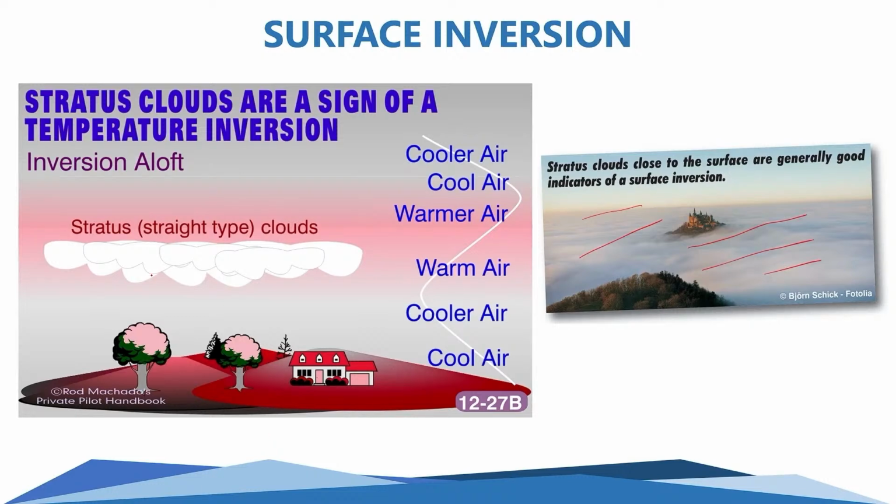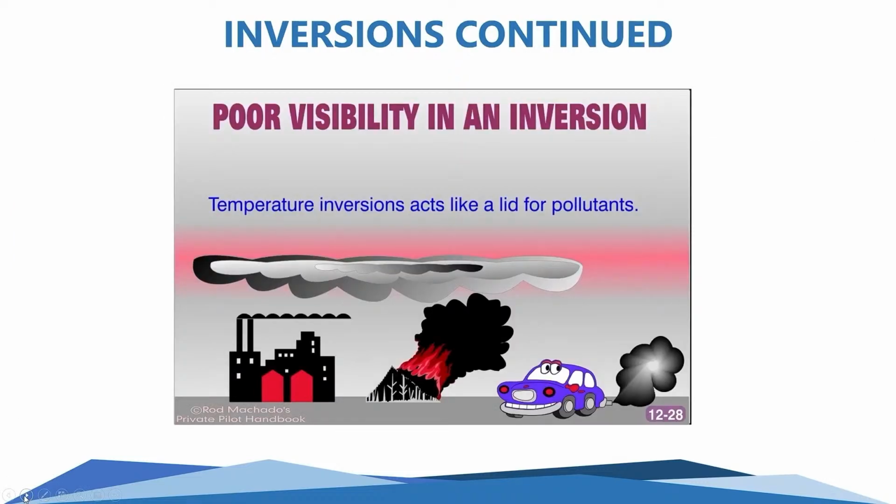Another way to determine an inversion aloft: as I said, if you are flying below an inversion, you're usually going to see a lot more pollutants. Expect lower, or poorer, visibility because of a temperature inversion. All of that stuff, the pollutants, the smog, anything else will be trapped in there. And then once you climb out of that inversion layer, you should be able to get a lot better visibility.